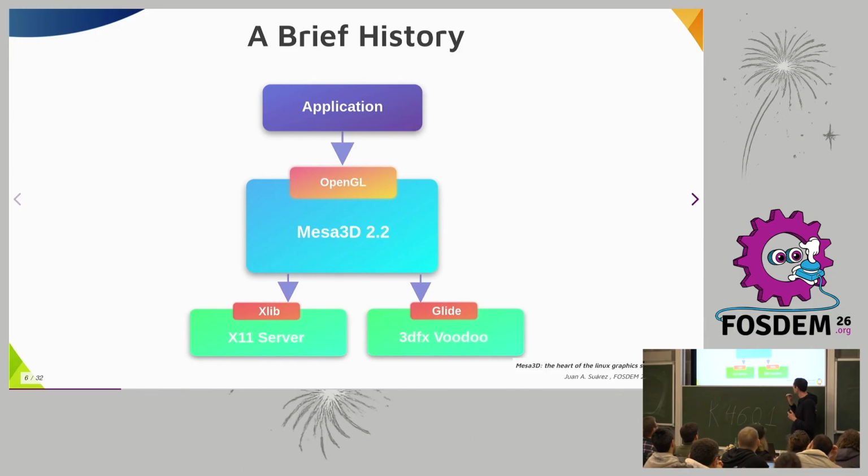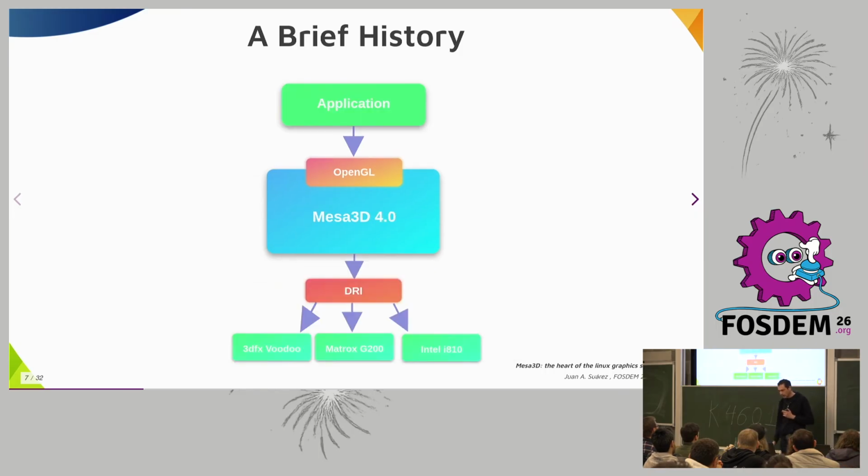Still, it was a wrapper. Mesa didn't access the hardware directly; it used a proprietary library. Then, in 1999, another milestone was the introduction of DRI, the Direct Rendering Infrastructure, which basically allows direct access to the hardware. You don't need the proprietary wrapper.